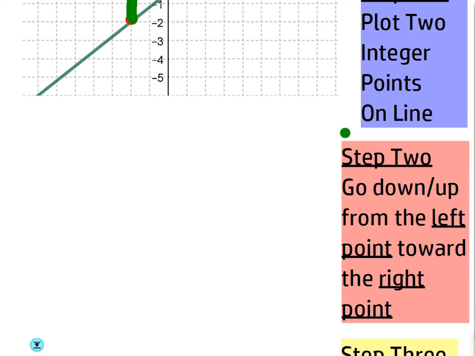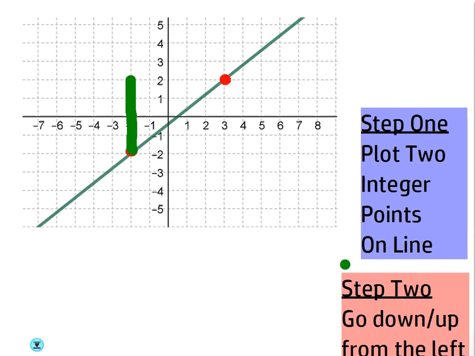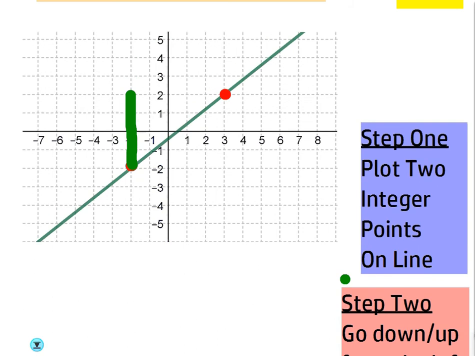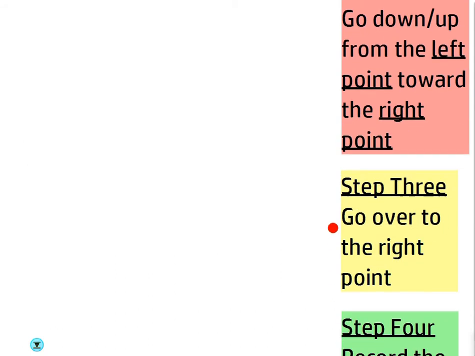For step 2, for this method I'm teaching you, there are other methods, but to me the best way to do this is to always start at the left point. That way, once you go up or down, you know if it's negative or positive. There are other methods where you could start from the right point, but we're not going to go into that. So step 3 is we're going to go over to the right point. Once I get there, I'm going to draw a horizontal line to the point on the right. And if you want to count as you're going up and over, that might be helpful too. It's going to lead us to the next step.